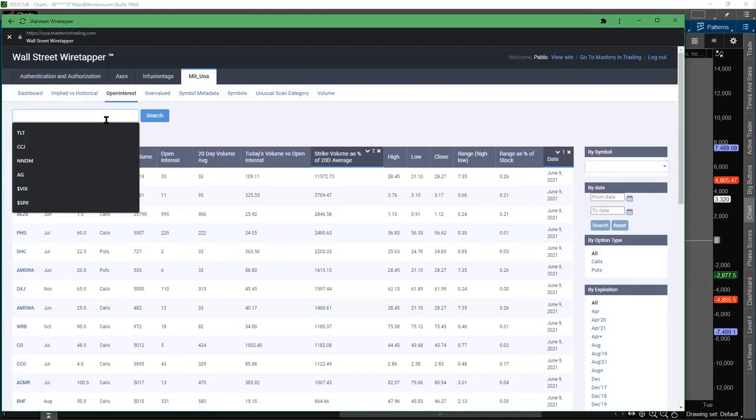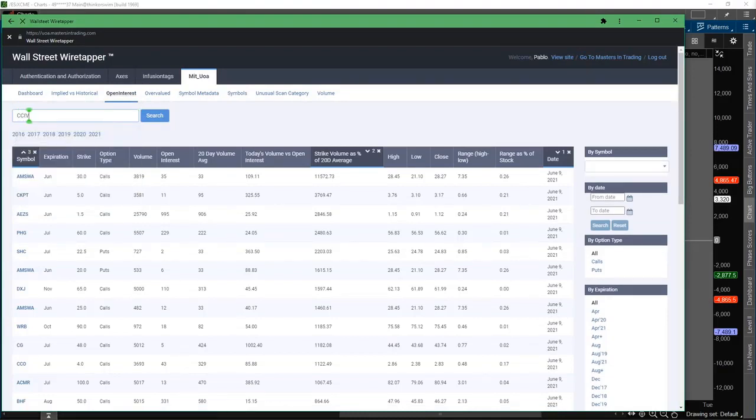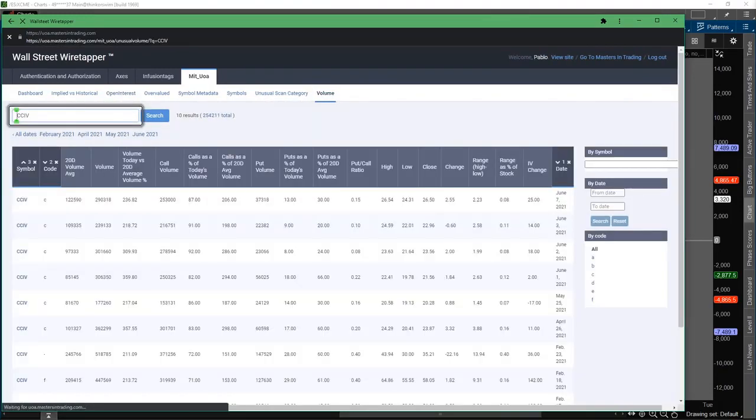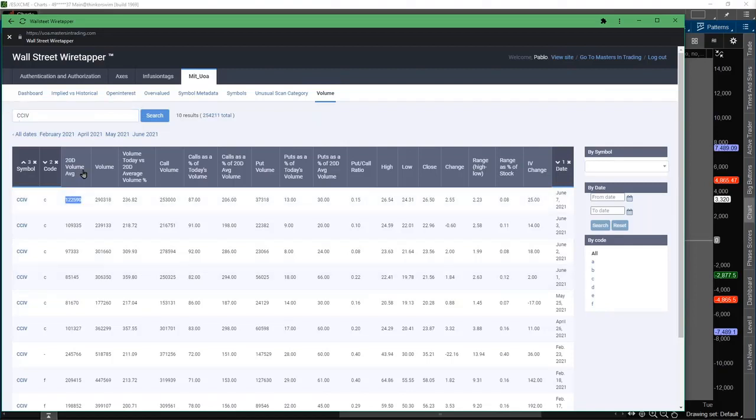I really do stress on this. CCIV, let's just look at CCIV for an example. And let's go to the volume tab. Important column, this 20-day volume average.